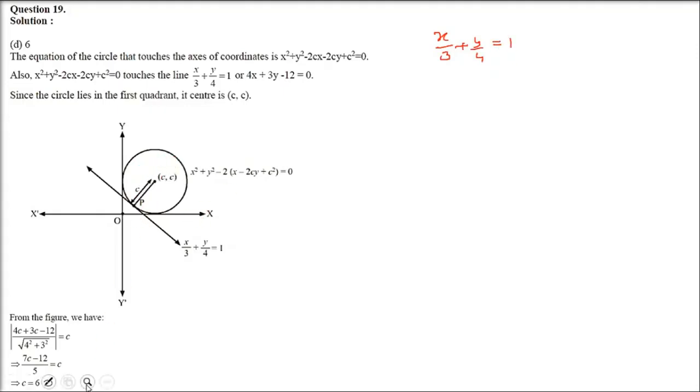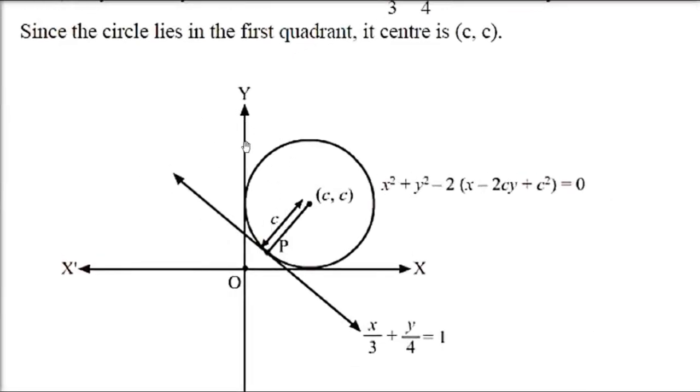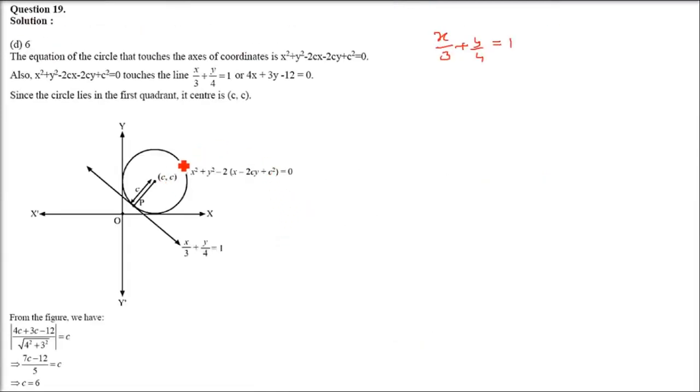Now this circle is touching both the axes, the x-axis and the y-axis, that is, both coordinate axes, and it is also touching the line given by this intercept form equation. Now let us say that the center is C. Why is the center C?